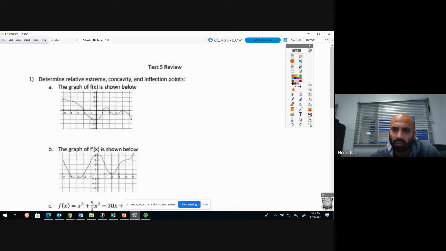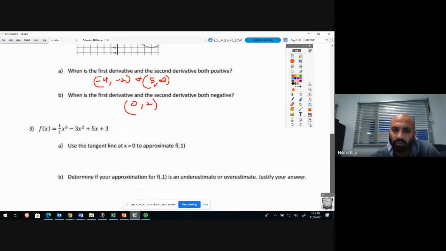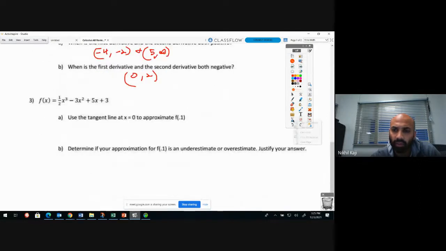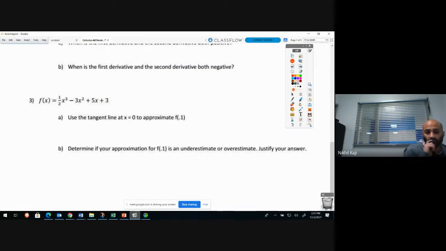And there we go. Oh, I don't know what I did. There I am. All right. Now we get to the next part. So use the tangent line to approximate f of 0.1. All right, so we got to get the tangent line first.